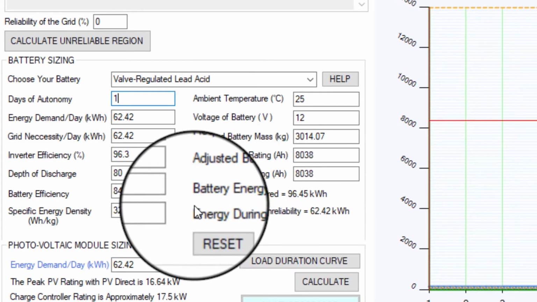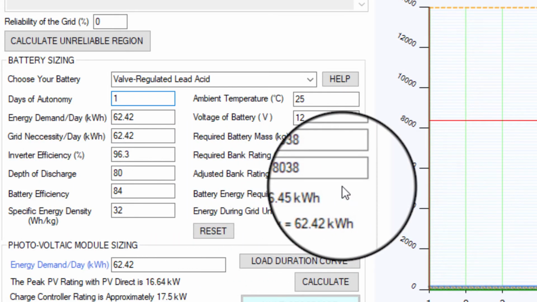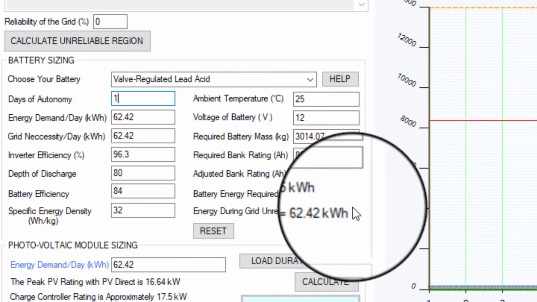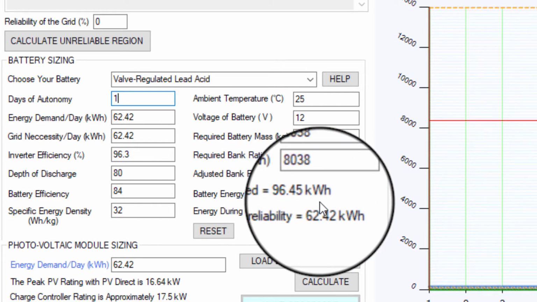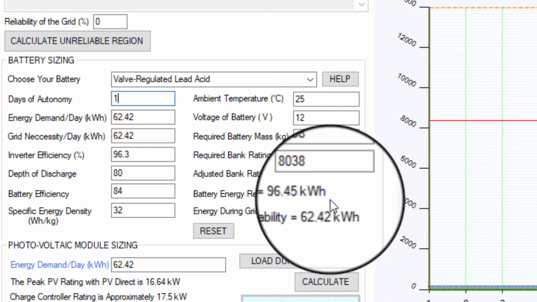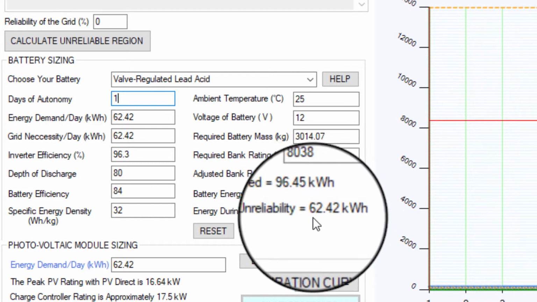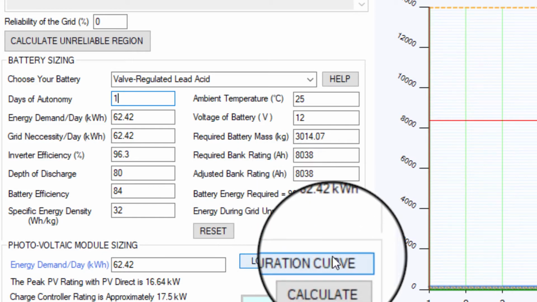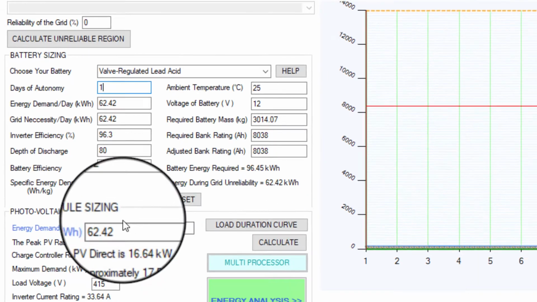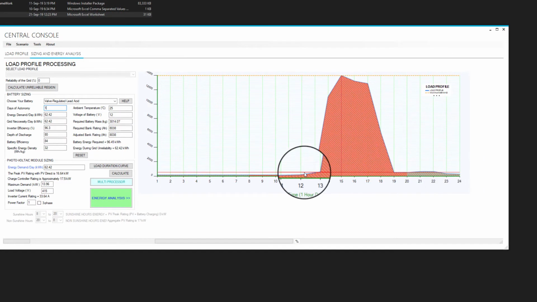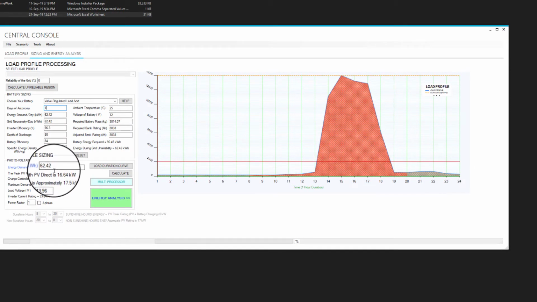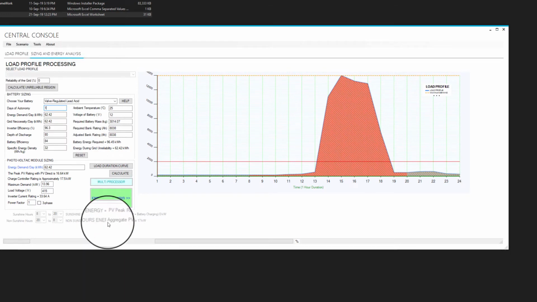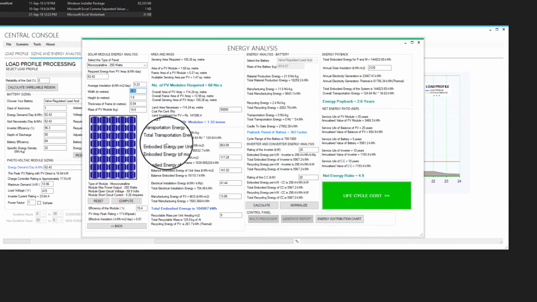After that you will get the energy required by the batteries, the energy during the grid, and reliability. So this is around 96.45 kilowatt hour of batteries needed for this particular system, and 62.42 kilowatt hour of grid reliability energy is the demand of the system. So this particular load profile. Okay, after that go to the next stage. This is the load profile processing stage, and the next stage will be energy analysis.